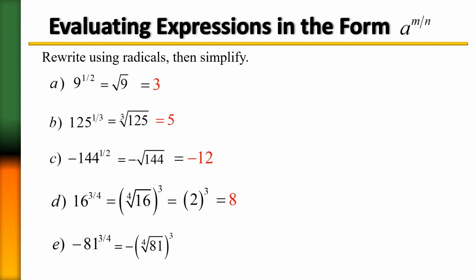We're going to go ahead and solve the radical. The 4th root of 81 is 3. And 3 cubed is 3 multiplied 3 times, which is going to give me 27. But the fact that it has a negative in front of it, it's going to equal negative 27. And there you have it.